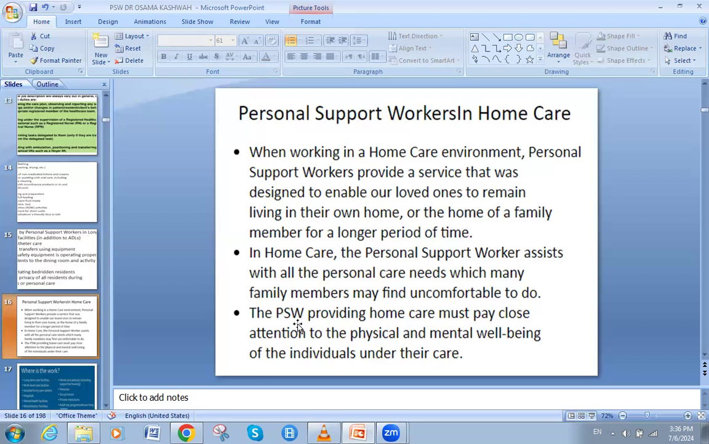Yes, so those providing home care must pay close attention to the physical and mental well-being of the individuals under their care. Usually, some of them also have their own emotional problems and stress. Some of them complain that they don't see their beloved for a long time. Some of them might be here in Toronto and their beloved in Vancouver or somewhere else, and they're missing them. So when they start to talk to you, you have to share the feelings with them.